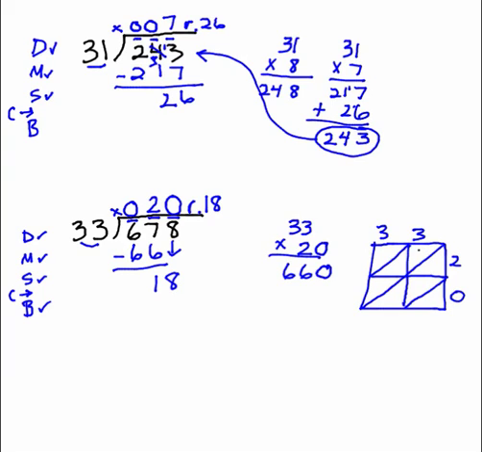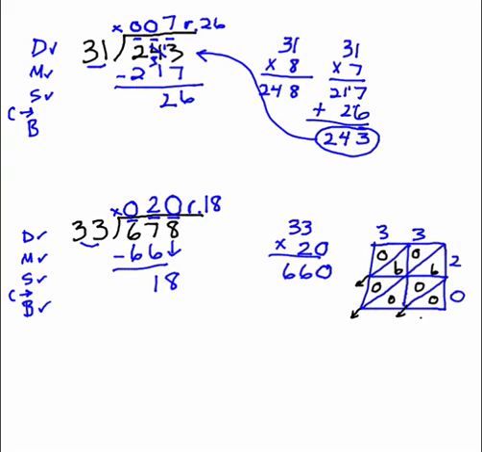So 2 times 3 is 6. 2 times 3 is 6. 0 times 3 is 0. And 0 times 3 is 0. Now I'm going to add down the water slides. You remember this method? I do that so you can focus on the water slides more.